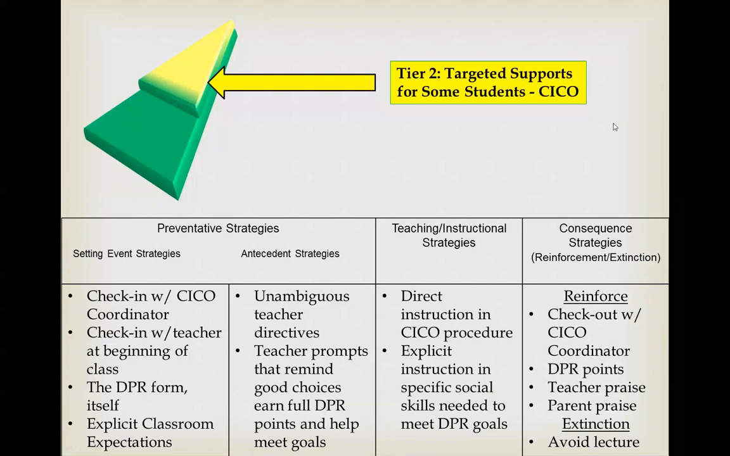So what's the setting event strategy? Well, meeting with the check-in, check-out coordinator in the morning, checking in with the teacher at the beginning of the class about expectations, about how points are earned, how DPR points are earned. Carrying the DPR form itself is a setting event intervention. Explicit classroom expectations are setting event strategies that cue the student that if you make good choices, good things are going to happen. What are the antecedent strategies?